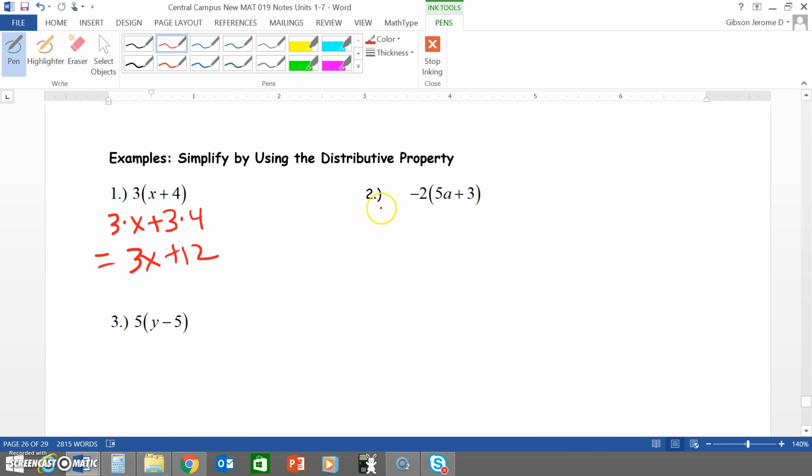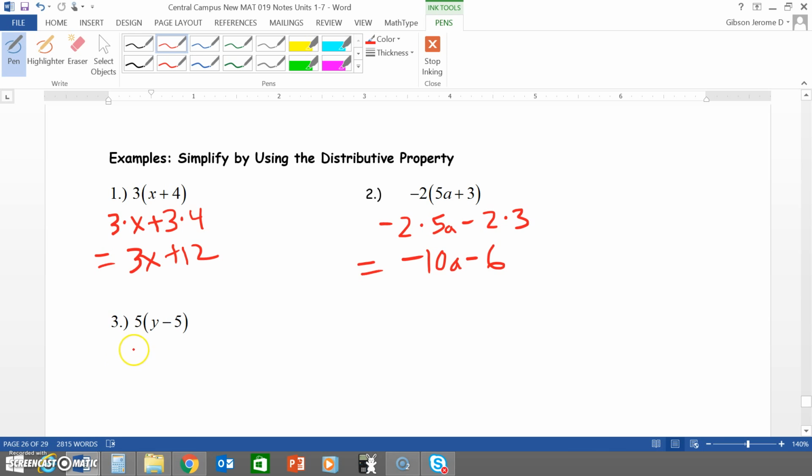Okay, number 2, we'll take negative 2 times 5a minus 2 times 3. Now again, remember, we take the sign that's in front of this number here. So negative 2 times 5a is a negative 10a. A minus 2 times 3 will give you a minus 6. So this is your final answer.